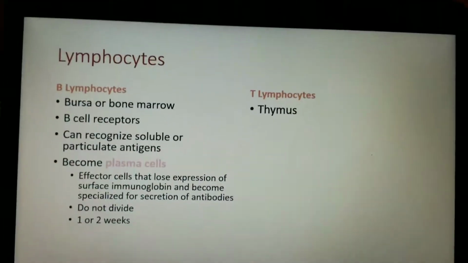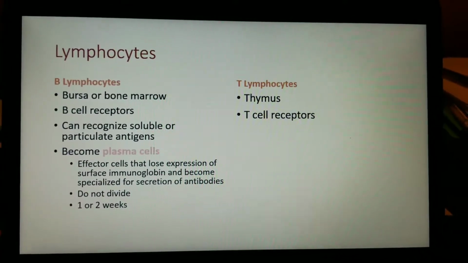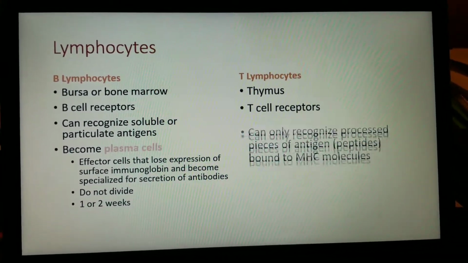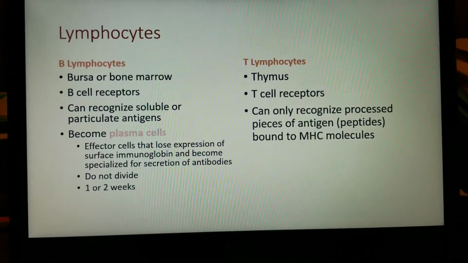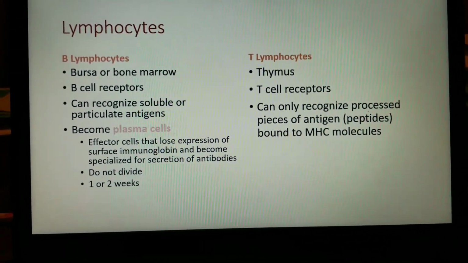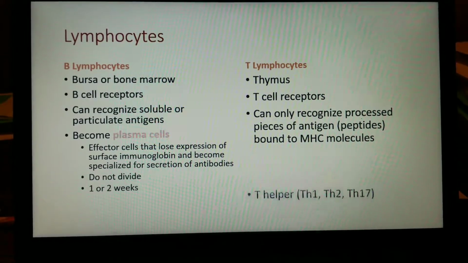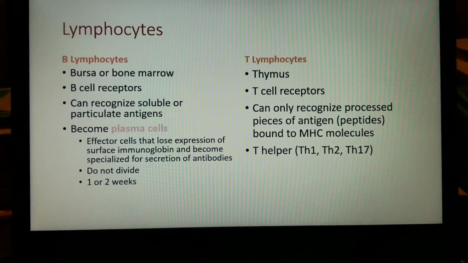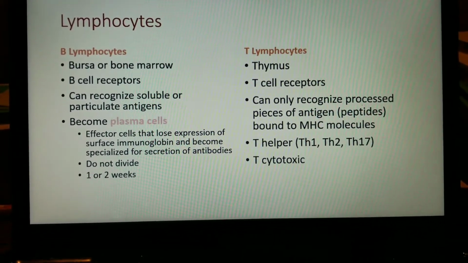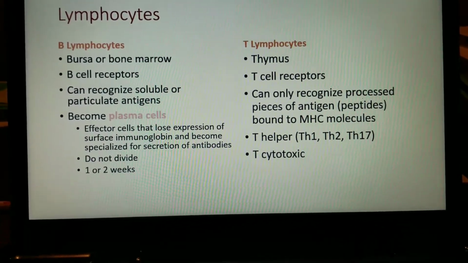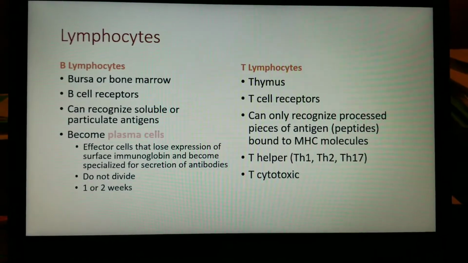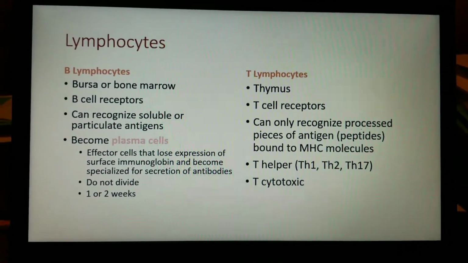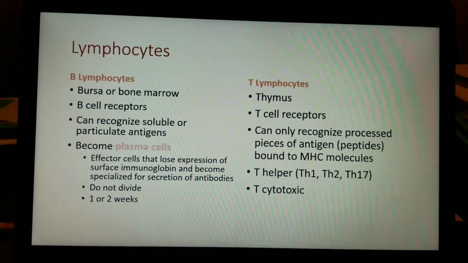T cells mature in the thymus. They have T cell receptors on their surface, and they can only recognize processed pieces of antigens, like peptides, that are bound to MHC molecules. There are T helper cells and there are T cytotoxic cells. There are a few different types of T helper cells. Th1, Th2, and Th17 are a few. I'm going to make another video about these, so I'm not going to go into too much detail here.